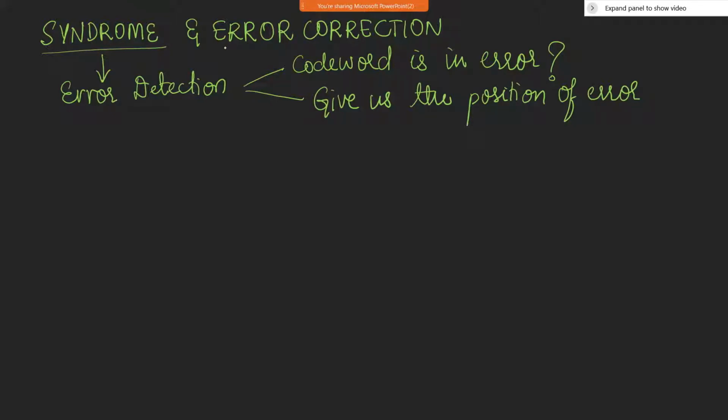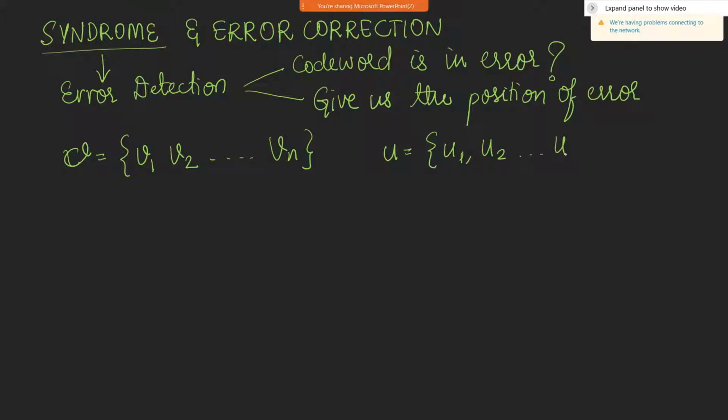and we will see what the error correction method is. Whenever I have a code word vector V consisting of an n-bit code word V1, V2, and so on up to Vn, and I have a message vector, assume u1, u2, and so on up to uk bits.